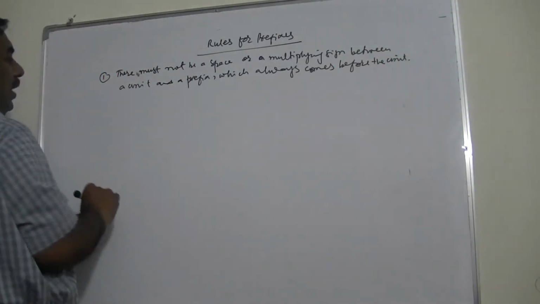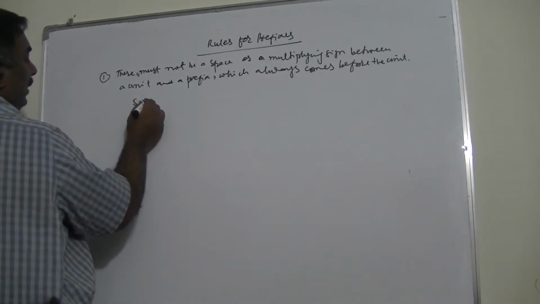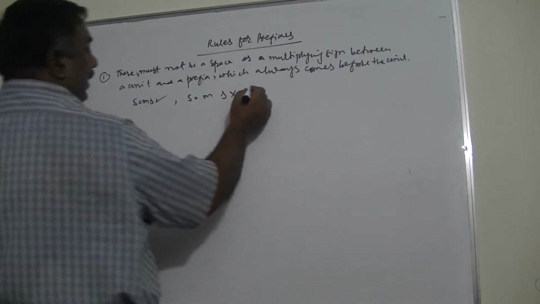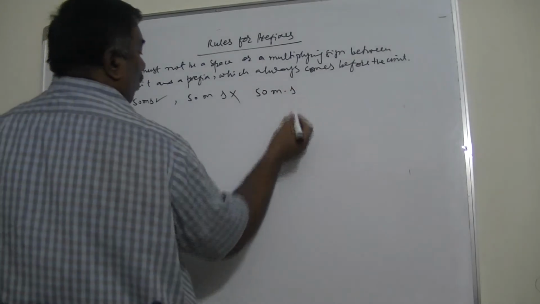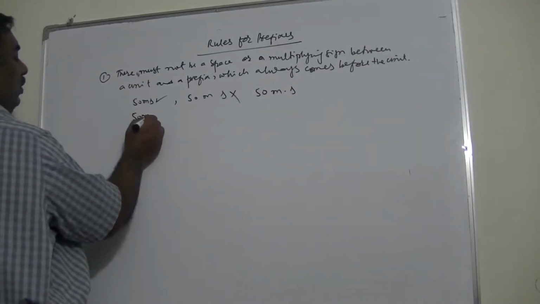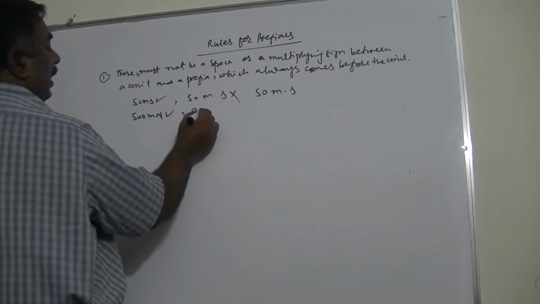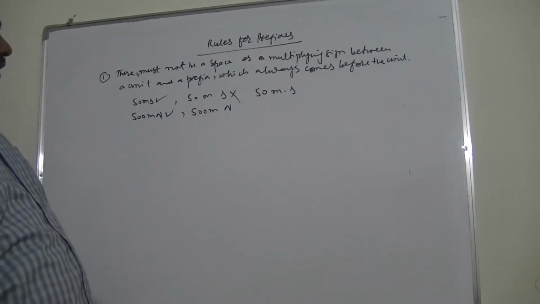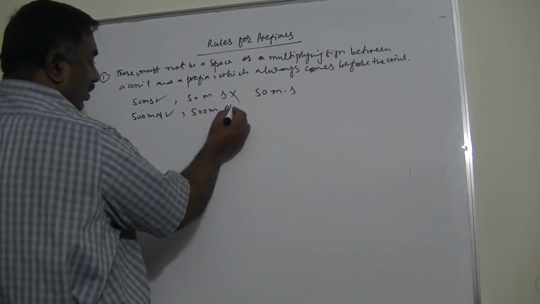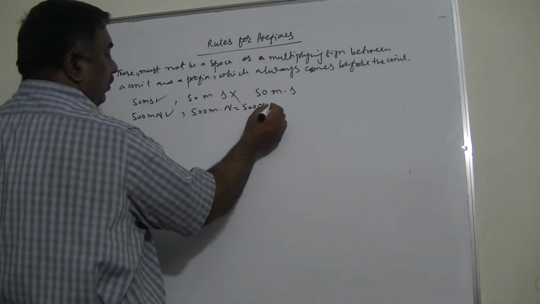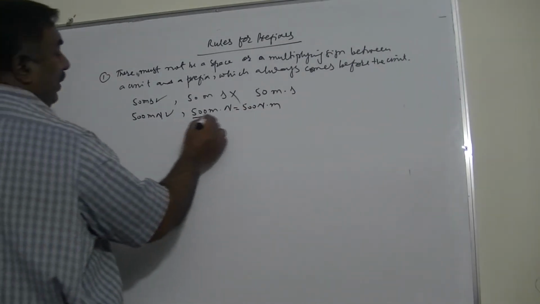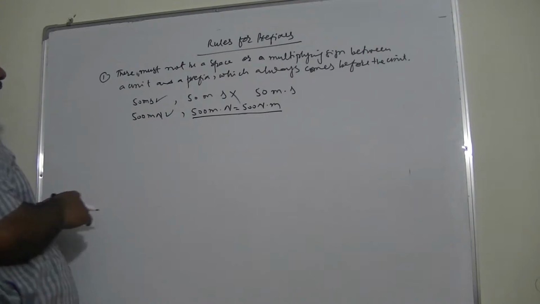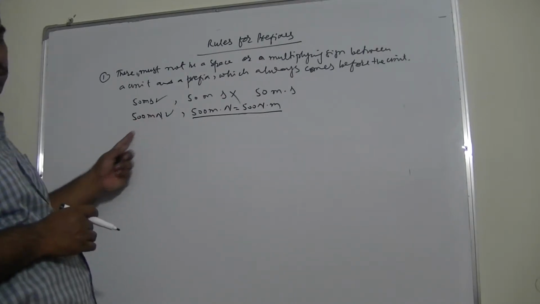For example, if you want to write 50 millisecond, you write 50 ms, this is the correct way. But if you write it with a space, this will be wrong. This can be treated as 50 meter into second. For example, if you have 500 millinewton, this is correct. But if you write 500 m N with a space, this becomes a unit, this is 500 meter newton, or it is equal to 500 newton into meter. So these are not prefixes, this is just meter, this is the prefix.